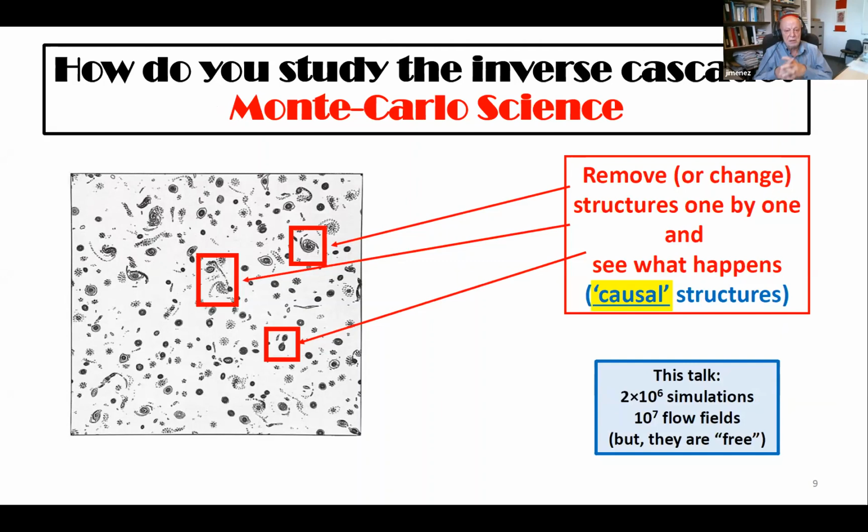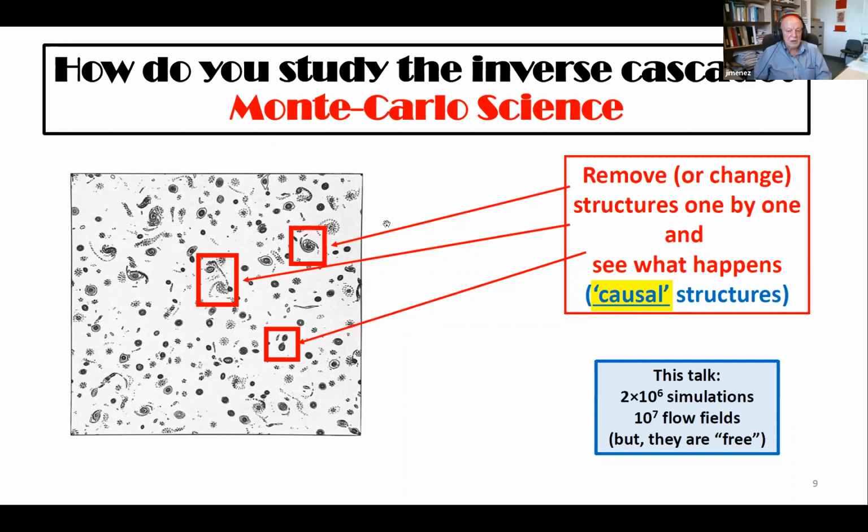This is something that I call Monte Carlo science, which I've been interested in for the past two or three years. Basically, you have the system, and then you have all these structures, and you say, well, some of these things have to be responsible for the inverse cascade. And the things which are responsible for the future of the system, I would call causal structures. These are the causes, and the future of the flow are the effects.